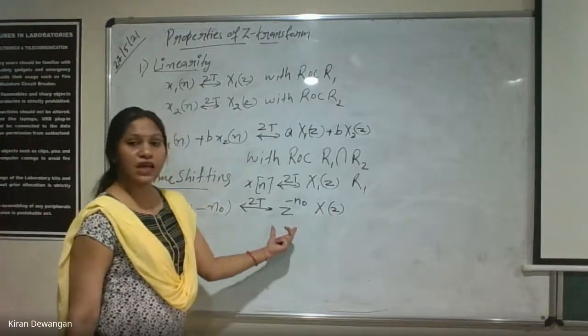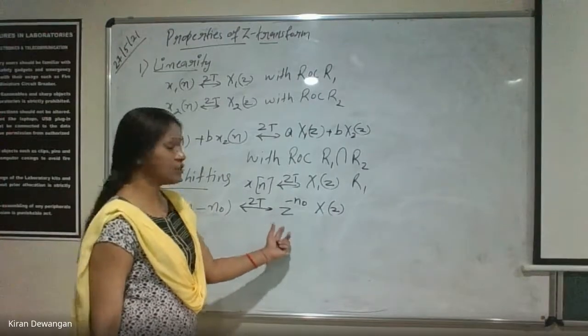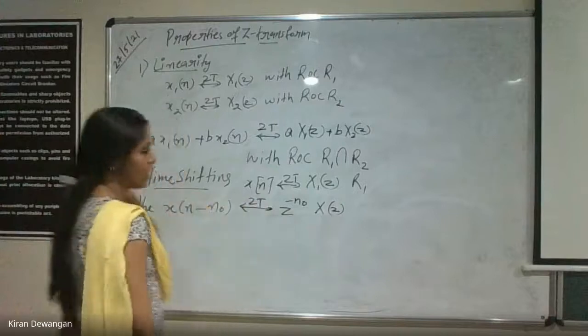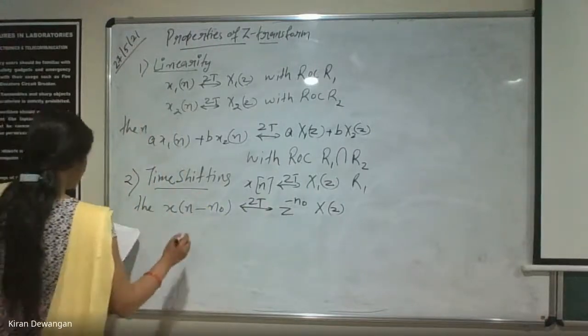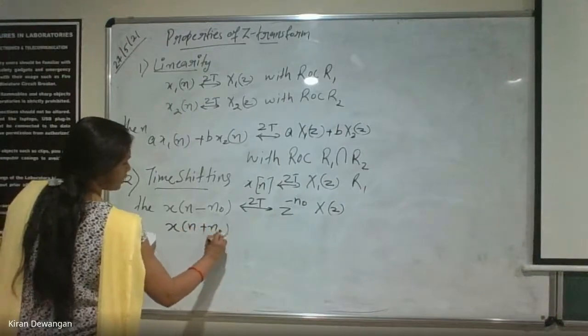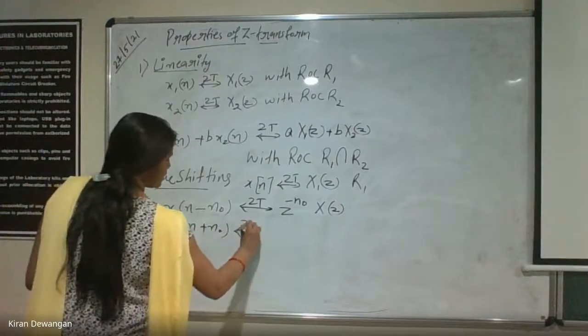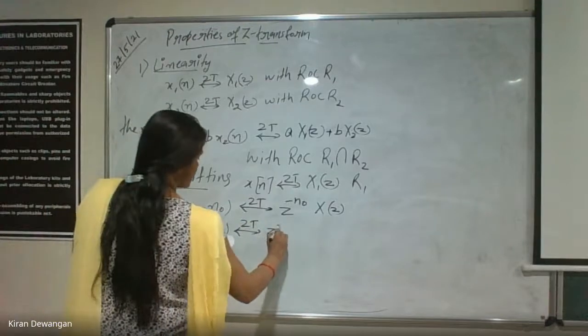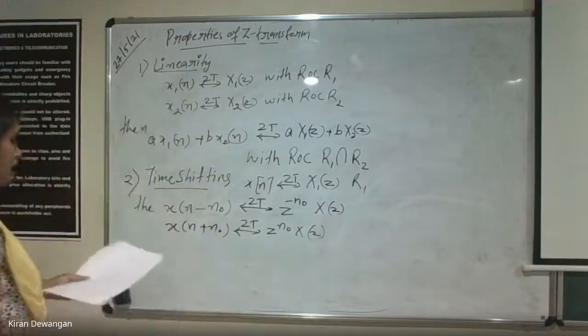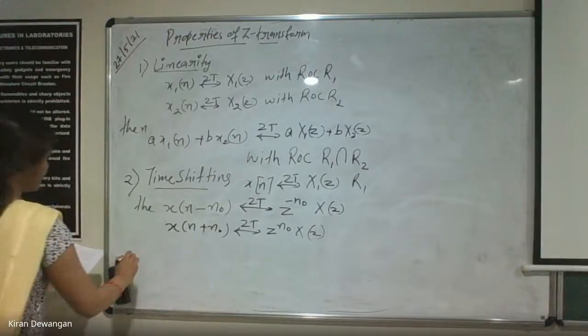Okay, and what is this term? z to the power minus n naught will get multiplied to X of z. Similarly, if I am writing x of n plus n naught, it will have Z transform z to the power n naught into X of z. Okay. So these are the time shifting properties.